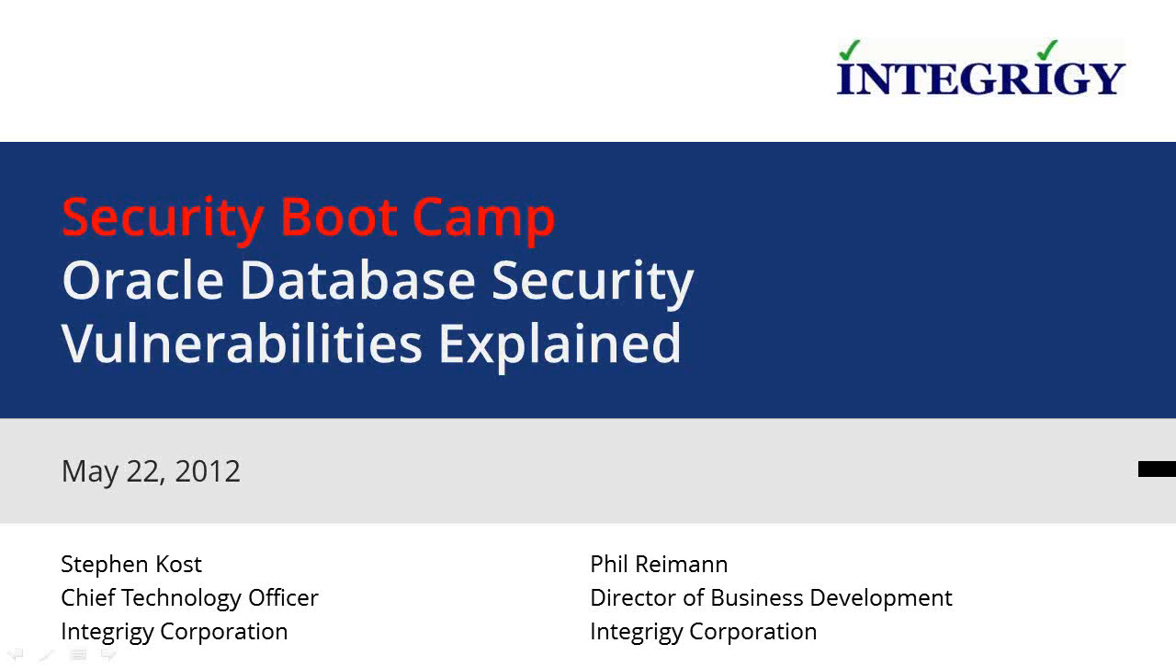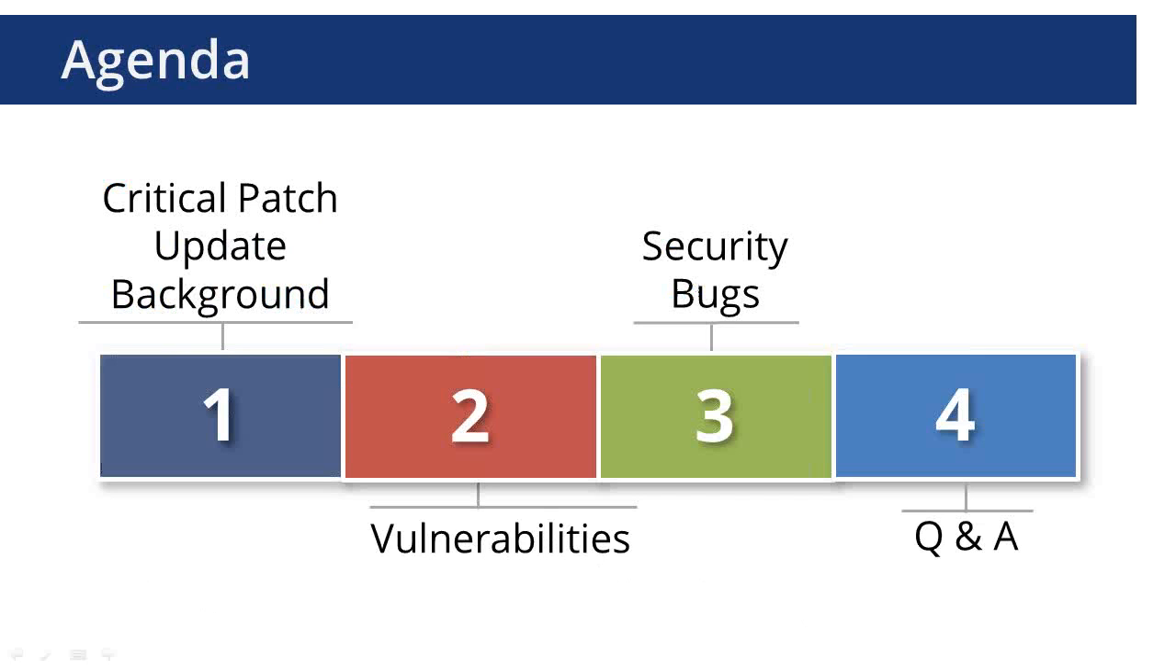So let's get started. Again, my name is Steve Coase. I'm the Chief Technology Officer for Integrity. We'll start off with a little background about the CPUs. The motivation here is to talk about things that you may not know about the critical patch updates. You're applying them each quarter, but hopefully I can give you a little more information about how they work. Then we'll talk about vulnerabilities in general in the Oracle database, and then about the security bugs in detail. I'm going to take a couple of security bugs and show you exactly why they occurred and how they're exploited. Finally, we'll open up for questions and answers at the end.